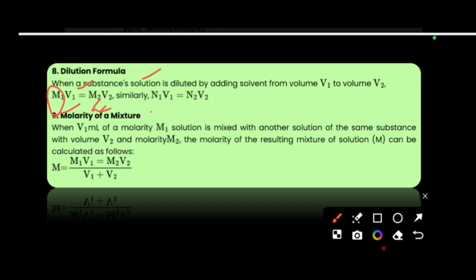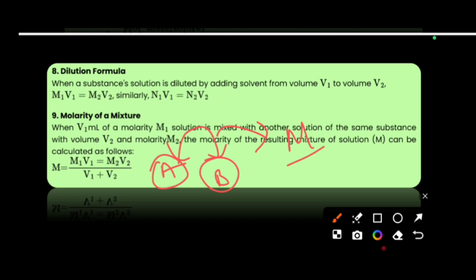In a similar way, for normality you can use N1V1 is equal to N2V2. Okay, in terms of normality it is. So, molarity of a mixture. How can you solve it? Molarity of a mixture means if you have taken two solutions, A and B, and you want to mix them, then after mixing the molarity will change. Then a different molarity you will get, represented by M3. It is M1 and this is M2. So M1 plus M2 is equal to M3.